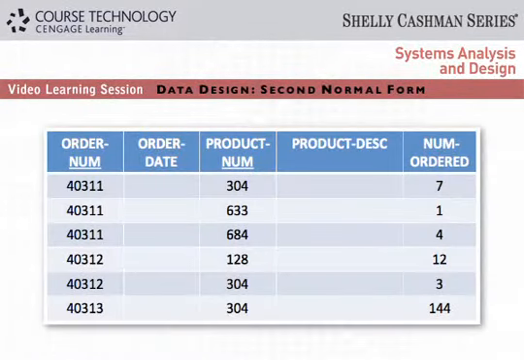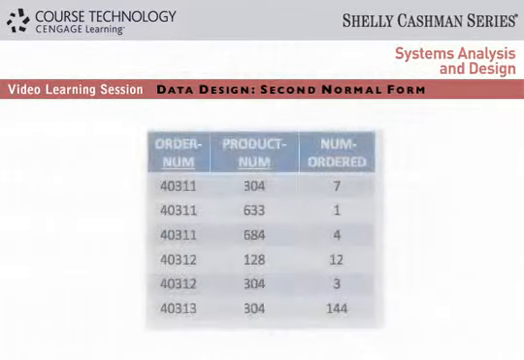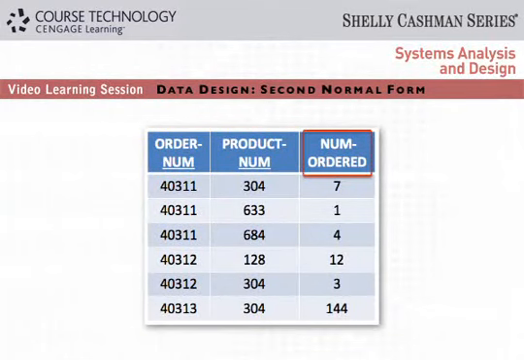Because order date and product description don't depend on the entire primary key, they move to separate tables, so they won't have to be re-entered numerous times. So what's left? Just one field, the number ordered, because it depends on both the order number and the product number. What happened to the other fields? Any field that depends on order number is in a new table called order, and any field that depends on product number is in a new table called product.